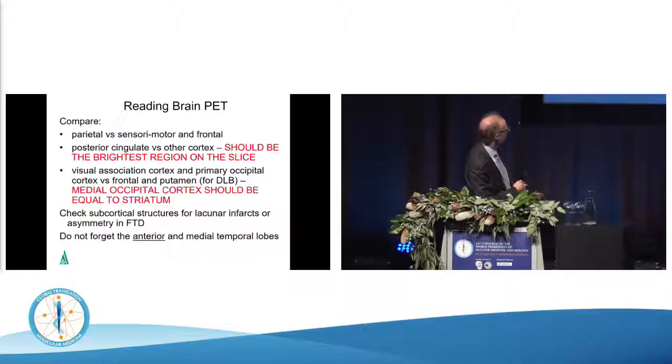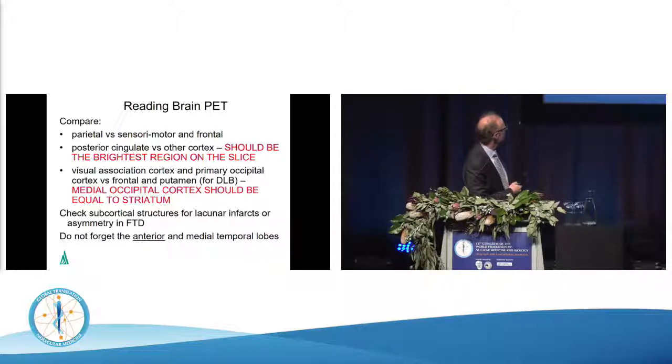Check the subcortical structures, so the putamen, the caudate nucleus, the thalamus, for evidence of little holes, lacunar infarcts, that can point you towards a contribution from vascular disease to the patient's presentation.